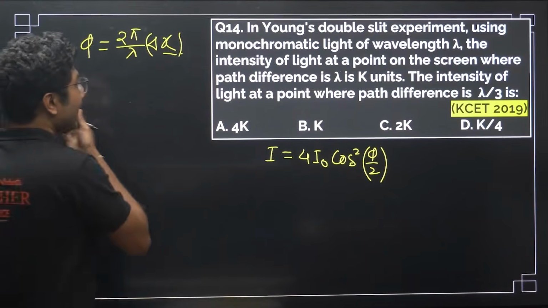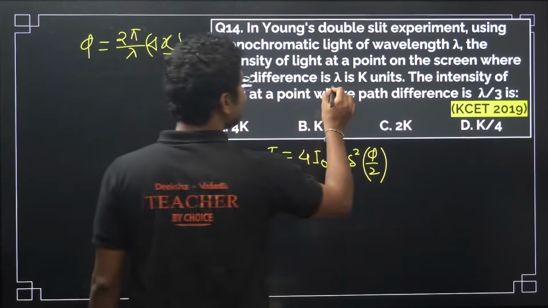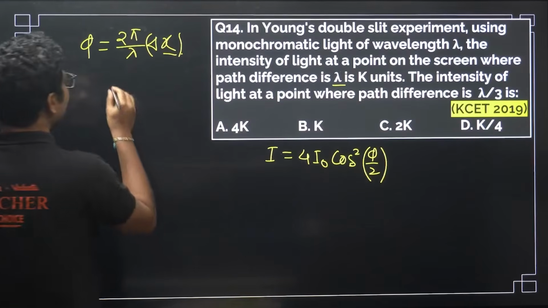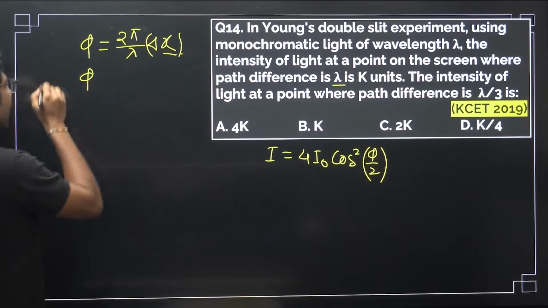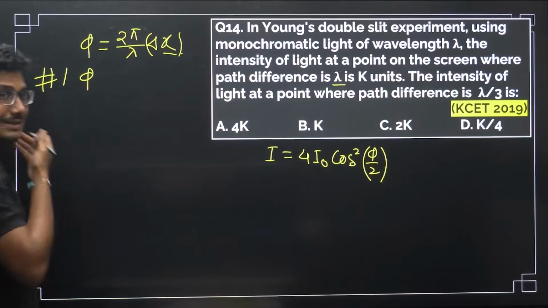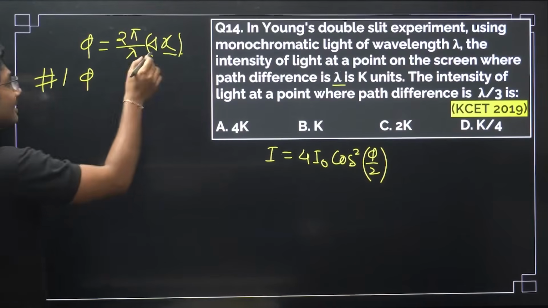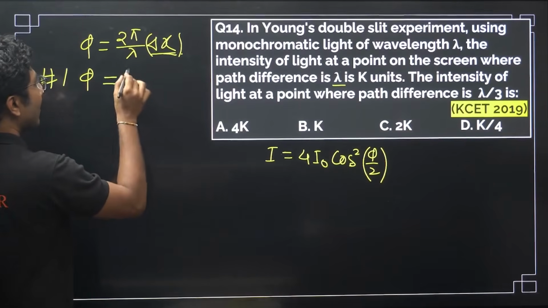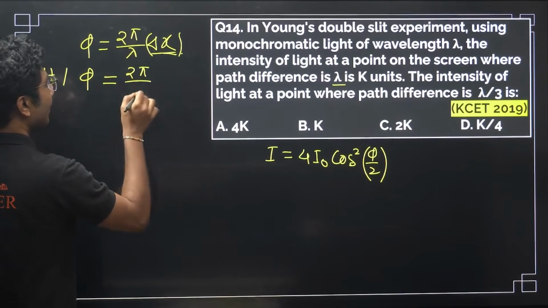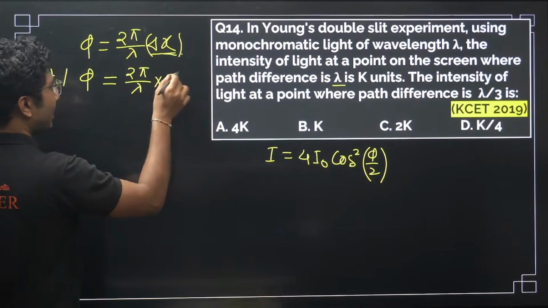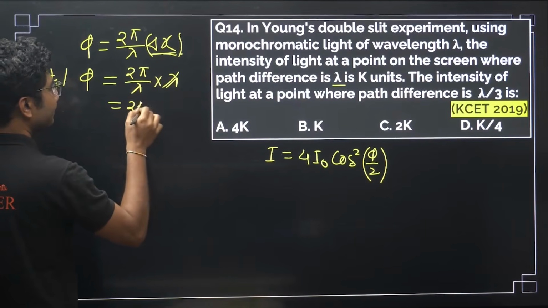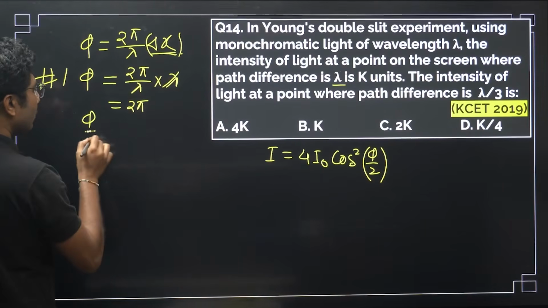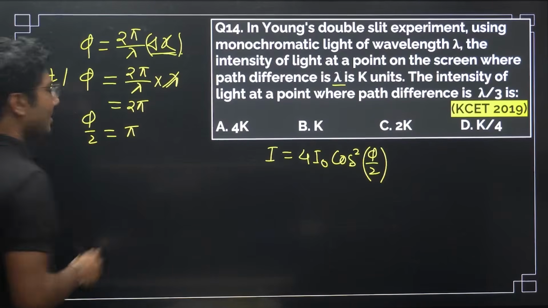Now here it is given that when the path difference is lambda, so what is the value of phi? So first case number 1. For case number 1, the path difference is lambda, so what will be the phi? Phi will be 2 pi by lambda into lambda, so it will be 2 pi. Okay, so phi by 2 is pi.